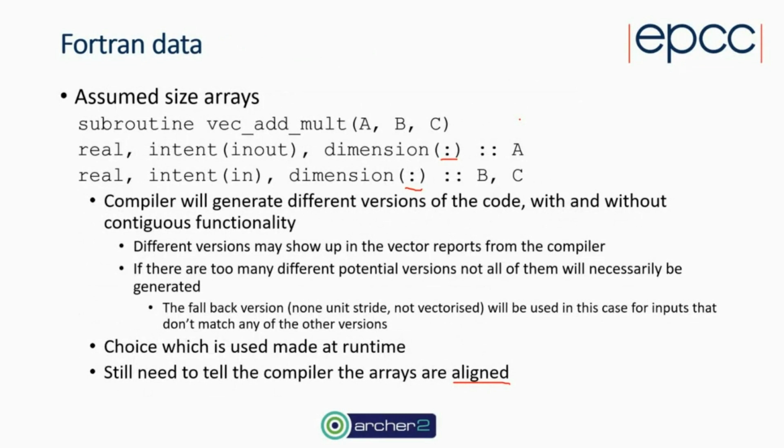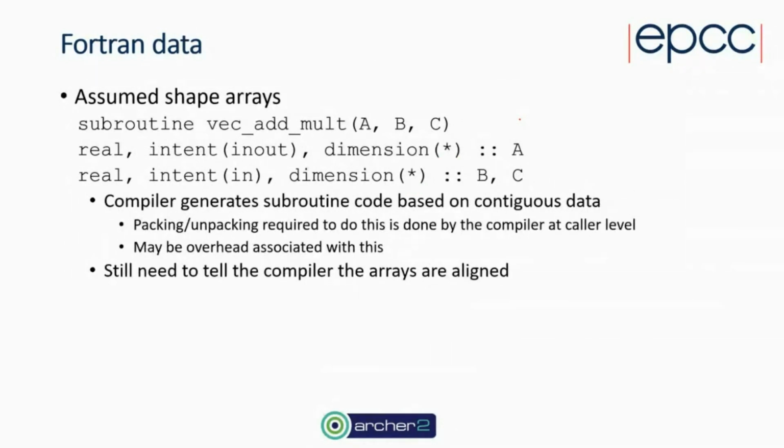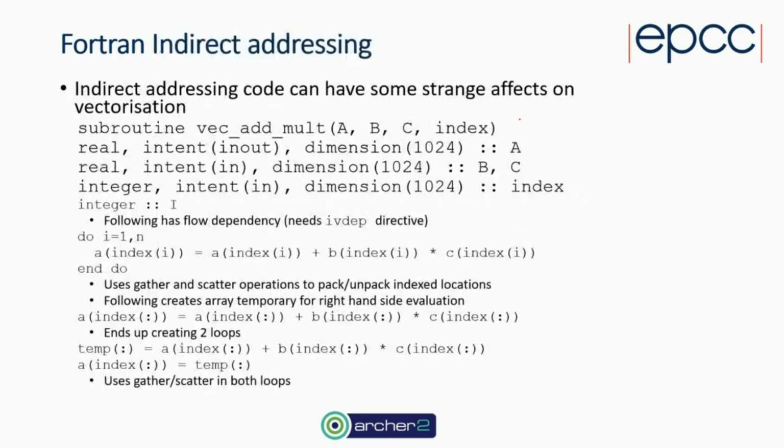So yes, in the assumed size array, and then you can also do something called assumed shape arrays for Fortran, where you don't tell it how many dimensions you have and you don't tell it how big the dimensions are. And again, the compiler will generate code, but in this case it assumes that the data is contiguous, but we still need to tell the compiler that it is.